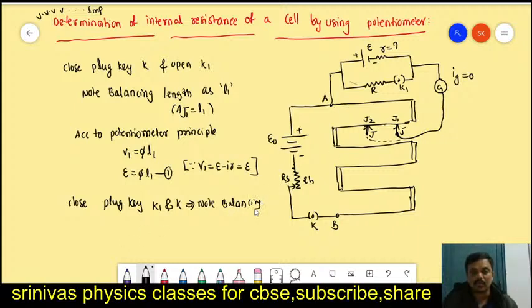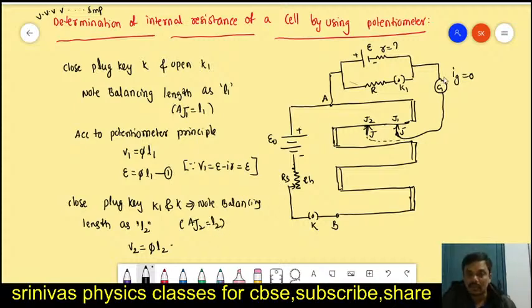Note the balancing length as L2. Now again, according to the potentiometer principle, we write V2 is equal to phi L2. But V2 is the potential difference across AJ2, because the second balancing length is at J2. Here also the current through the galvanometer is 0, so only then you note the balancing length as L2, where AJ2 is equal to L2.